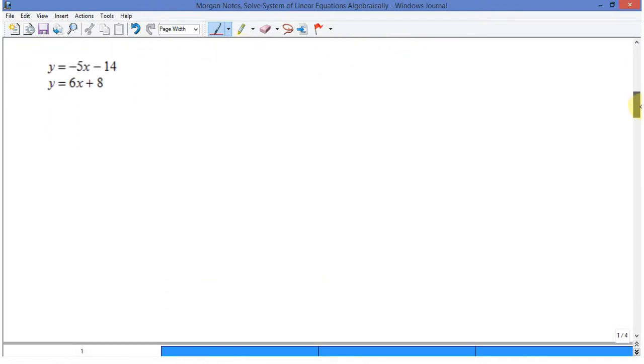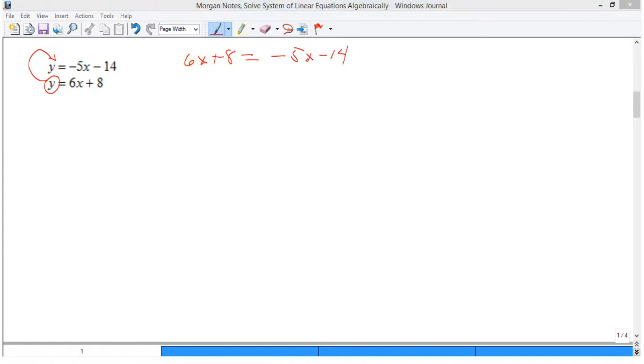Okay, let's try another substitution. What we can see here is actually the y's are already isolated. So even if I had only one y isolated, I could substitute it into the other equation. Since these are already isolated, I'm just going to take this value for y, which is 6x plus 8, and dump it into that value of y. So when I do that, I have 6x plus 8 is equal to negative 5x minus 14. So let's move this 5x over to this side by adding 5x to both sides.